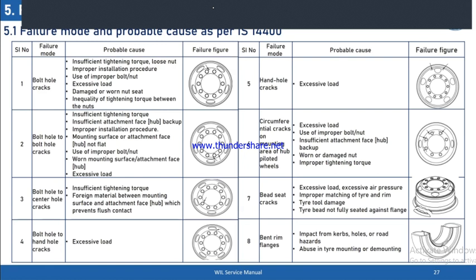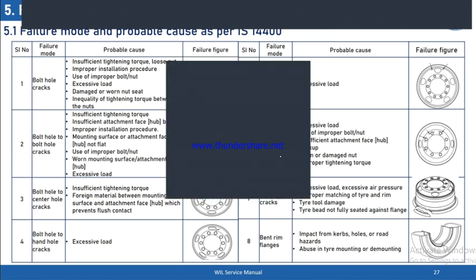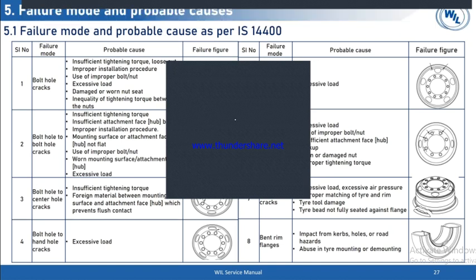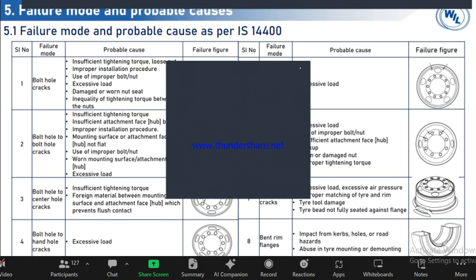One minute. Admin, can you please mute everybody? There are multiple sounds. Rai sir, mute and continue. Okay. Please clear the slide.